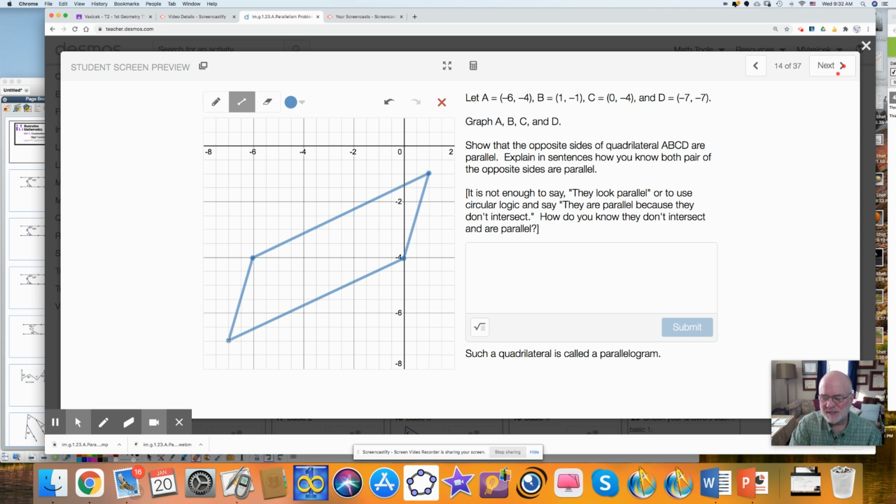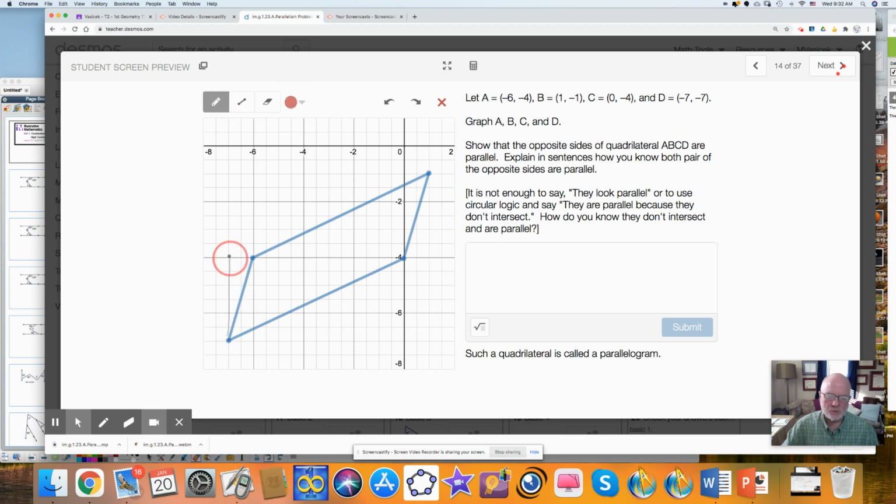And it's not enough to say, oh, well, they look parallel, or the sides look parallel, or to say, well, they're parallel because they don't intersect. That's circular logic, using what you're trying to prove as part of your argument. You can't do that. And so what I'm going to draw on here is something that you might be familiar with. Maybe you've seen this before. I should do this in a different color.